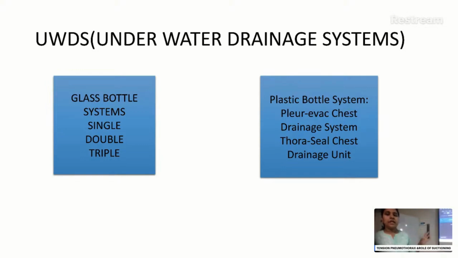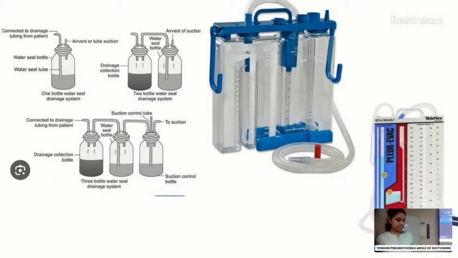Now, the drainage systems that we are using are generally of two types. One is the underwater drainage systems, which are of two types. We have glass bottle systems, like single, double, or triple glass bottle systems, or we have plastic bottle systems like Pleur-evac and Thoracic chest drainage unit.